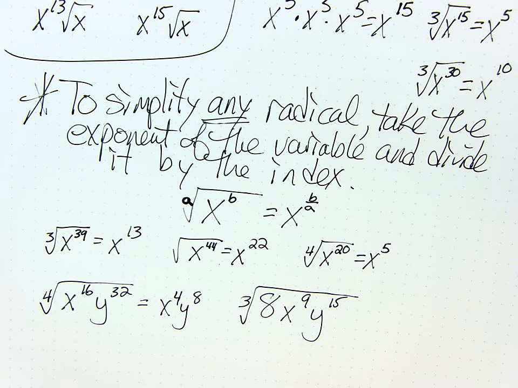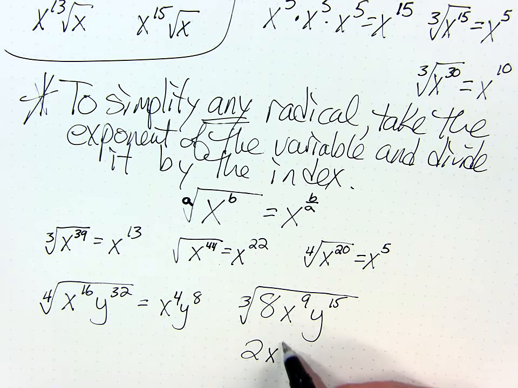Why would it be an 8? Because nothing from the 3 fits in the 8. Remember, you want to do the exponent divided by the index. This is just the cube root of 8, which you know. You know what the cube root of 8 is. 2. It's just 2. So this whole thing comes out to just be 2x to the 3rd, y to the 5th.